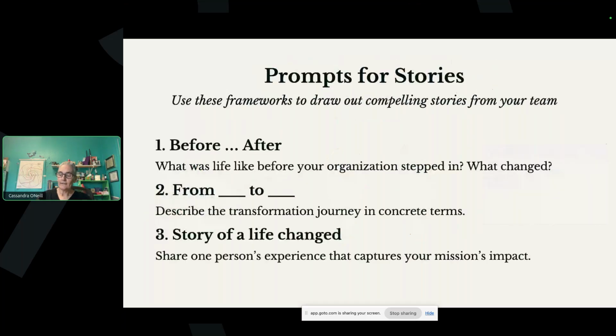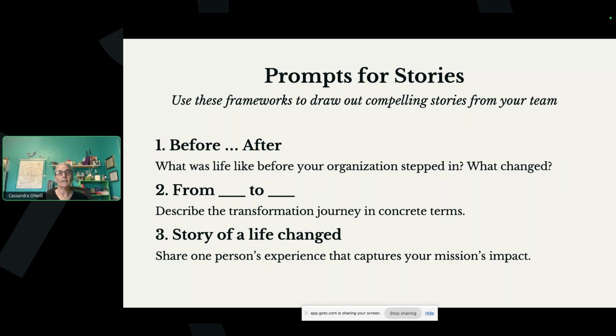So one thing that is really effective is stories, and stories do not have to be long. Stories can be one sentence. And these are some very simple prompts that you can think about. So here's the first one, before and after. What was life like before your organization stepped in and what changed?